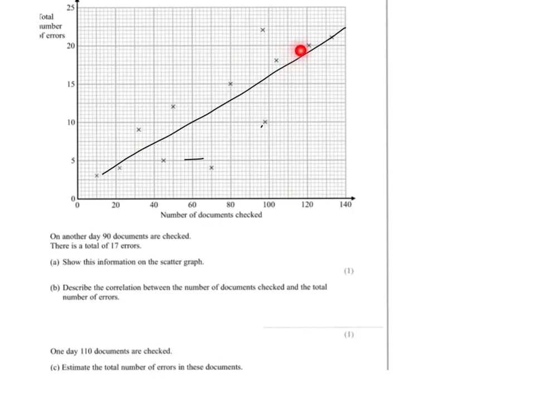So I'm going to put in 17 as my answer, but as I say, they'll probably allow answers from about 16 to 18, and that shows you understand where the total number of errors is likely to be when 110 documents are checked. And that's the final answer.